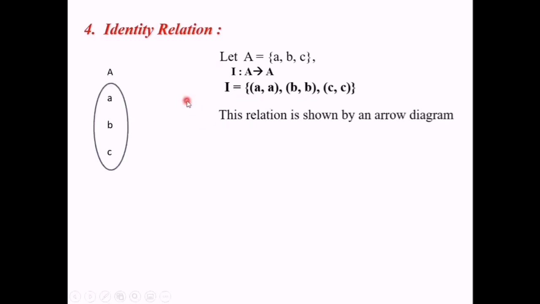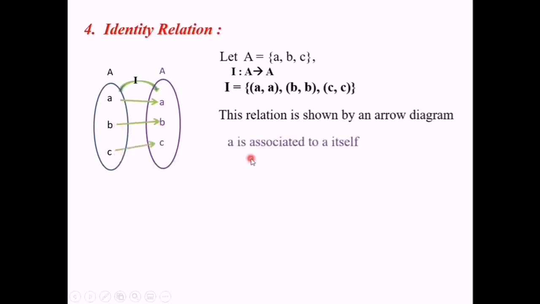Here, the set A and set A. The relation is from set A to set A itself, and the ordered pairs here are represented by an arrow: (a, a), (b, b), (c, c). A is associated to A itself, B is associated to B itself, and C is associated to C itself.